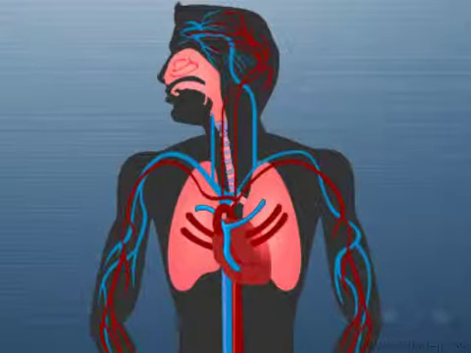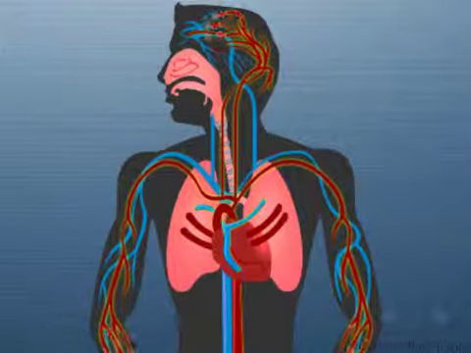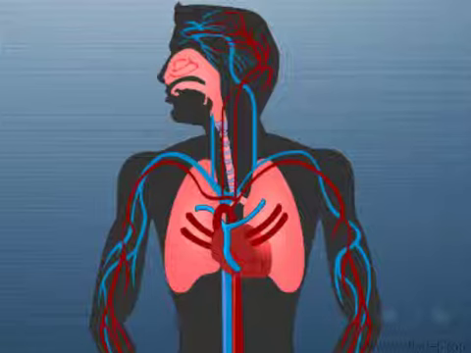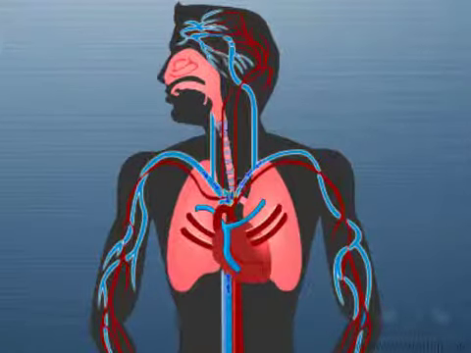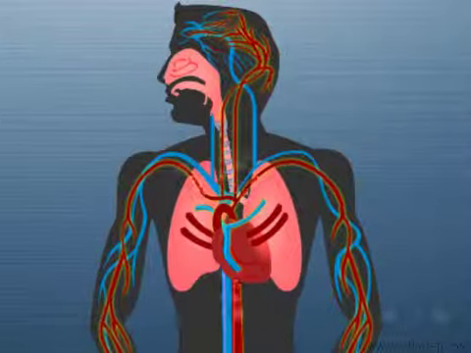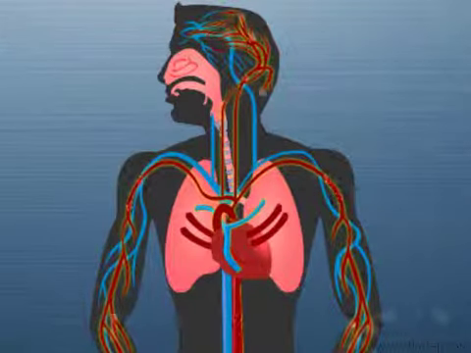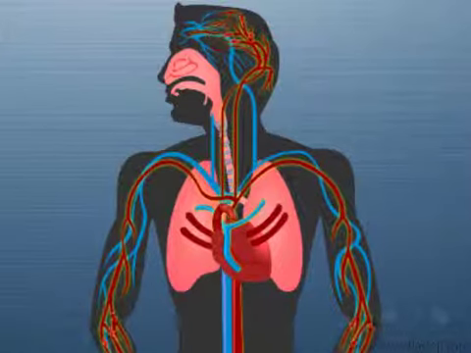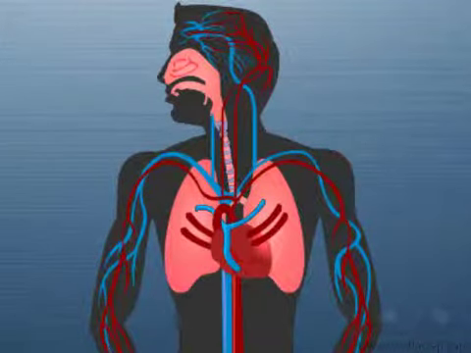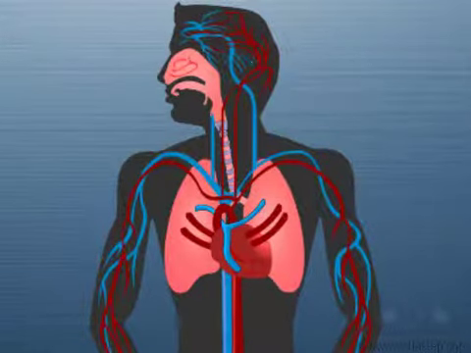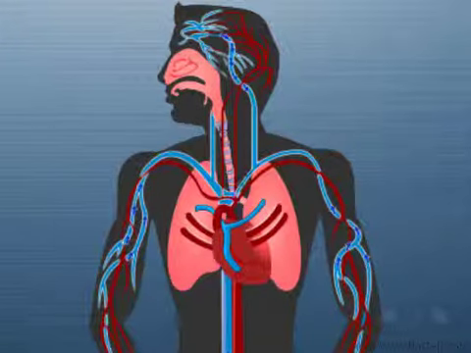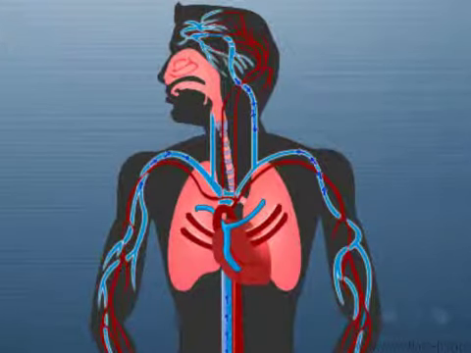The vessels carrying oxygenated blood are known as arteries, and the vessels carrying deoxygenated blood are known as veins. Thus, the red vessels which carry oxygenated blood from the heart towards the body are the arteries, and the blue vessels which carry deoxygenated blood from different parts of the body towards the heart are the veins.